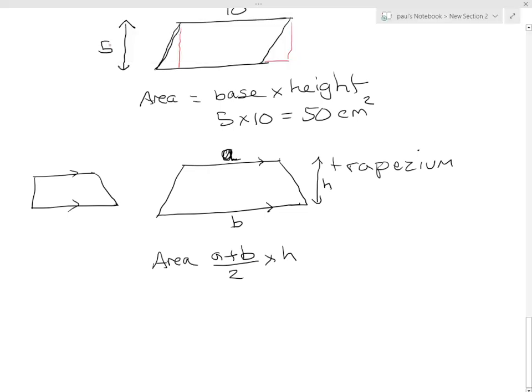So let's put some numbers in there and do one. So we've got, say, 8 and 10 and 4. So this will be 8 plus 10 divided by 2 times 4. 8 and 10 are 18, divided by 2 is 9, and 4 nines are 36. 36, I have to think there, and we call it centimetres again. So, A plus B divided by 2.